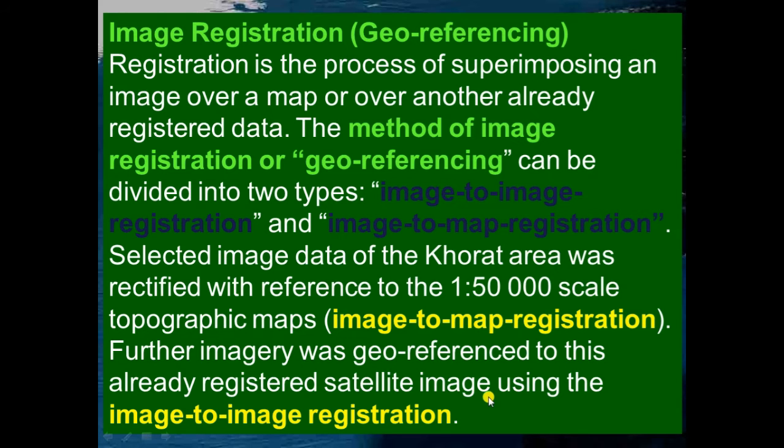Image registration is called georeferencing. When we use AutoCAD, there is also a georeferencing option, where we input the latitude and longitude and can get that particular portion of the area. Registration is the process of superimposing an image over a map or another already registered data. The method of registration is called georeferencing, and it is divided into two types: image-to-image registration and image-to-map registration.